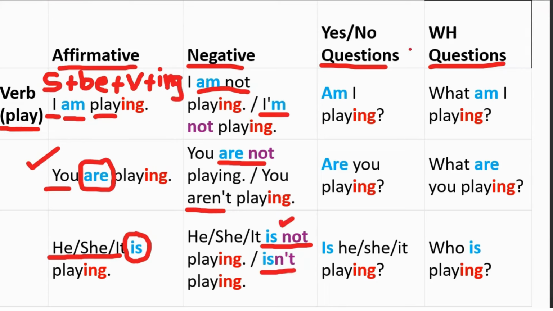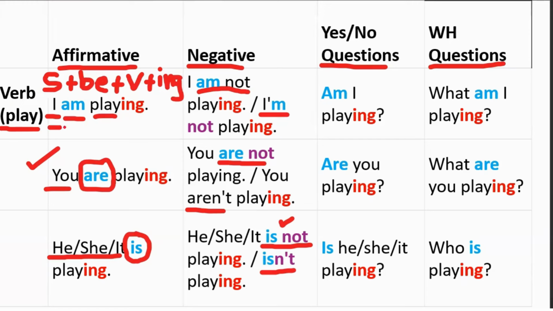Now, yes or no questions. You know that yes or no questions are the questions for which the answer can be given in simply yes or no. For example, if I ask you, am I playing? You can say yes or you can say no. So let's look at the formation of am I playing.